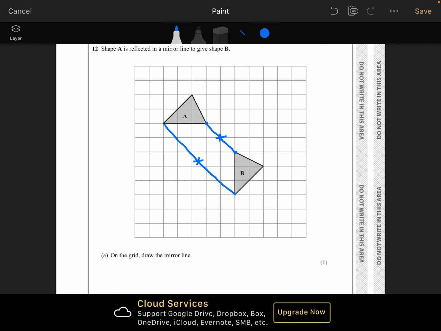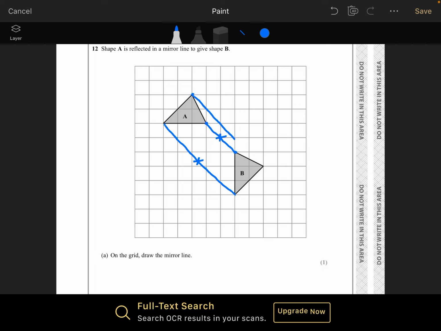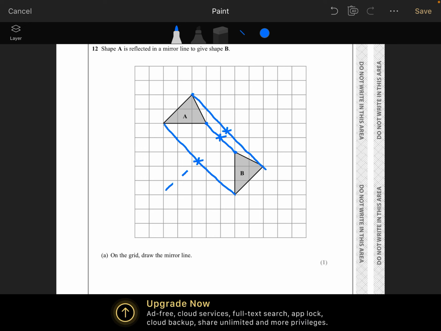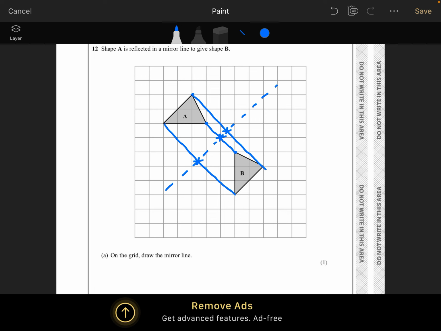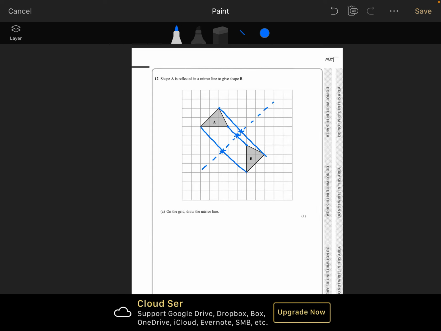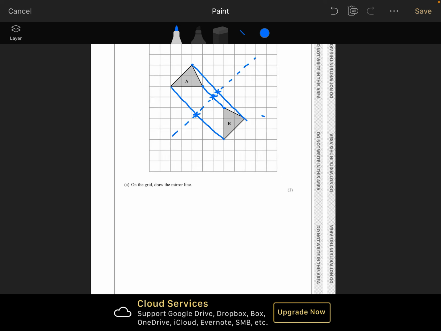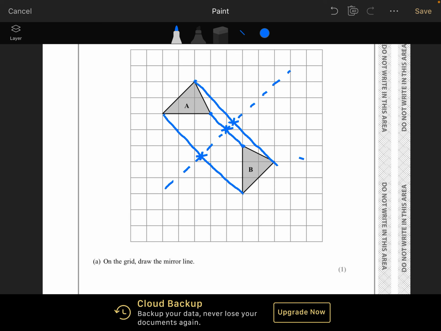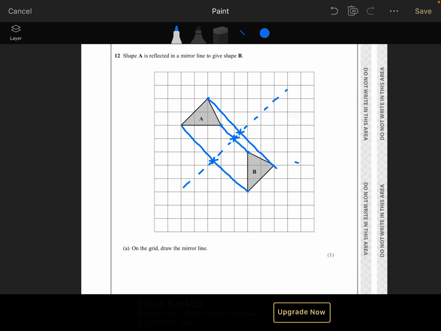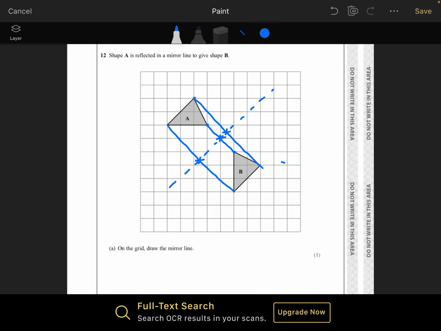My drawing line's not very accurate, so please use a ruler. And I could do the same for these two, drawing a line between these two, and I should get there. So my mirror line will be through those points. So that is my mirror line. You could check that with some tracing paper and make sure you agree that if you did reflect it, it ended up there. That's often a good way of checking.